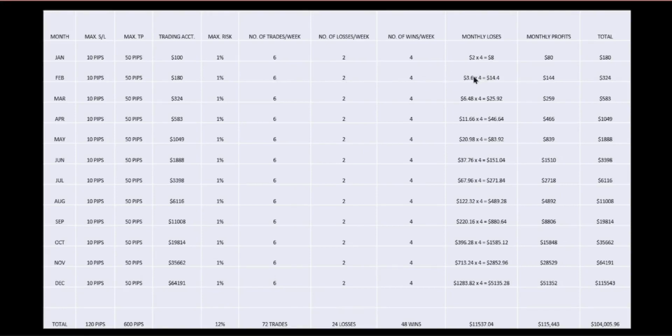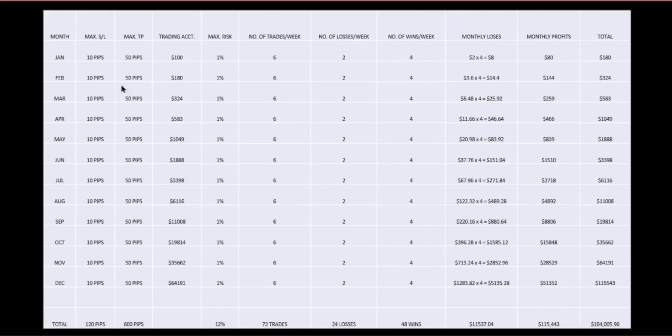And then we now have monthly losses, which is $3.6 times 4. All right? Do you understand? Times 4. Now, that will give us $14.4. All right? Now, the monthly profit will be $144. And now, if you add $144 to $180, then you have $324 at the end of the second month.